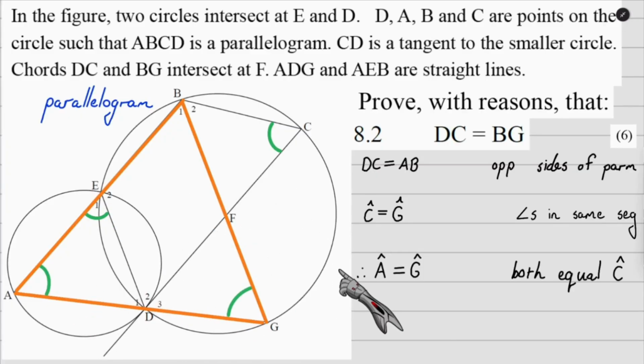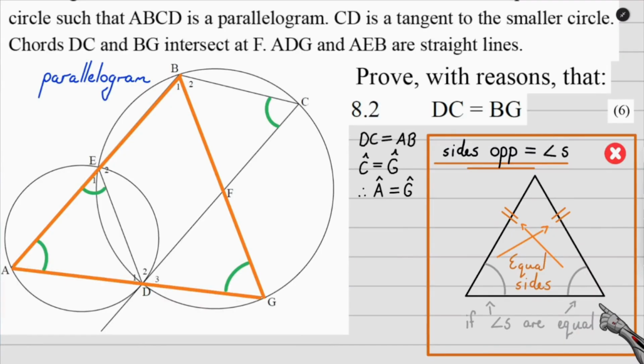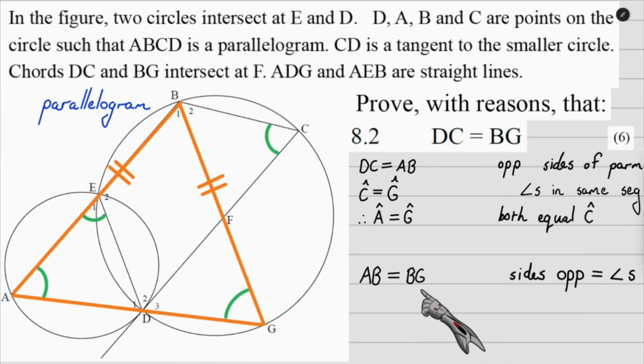Okay, now we can start to cook a little bit. Now, sides opposite equal angles. So we saw this theorem in the previous question. If I've got equal angles at the base of my isosceles triangle, then the sides opposite them must be equal. So if I see my base angles are equal over here, I'll go to the opposite side, which is BG. And over here, I go to the opposite side, which is AB. And I can conclude they're equal for this reason. And we're going to state it just like this: AB equals BG, sides opposite equal angles.